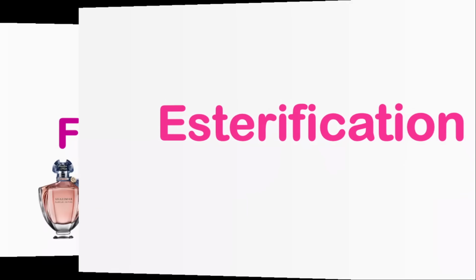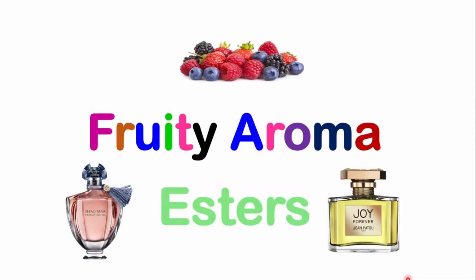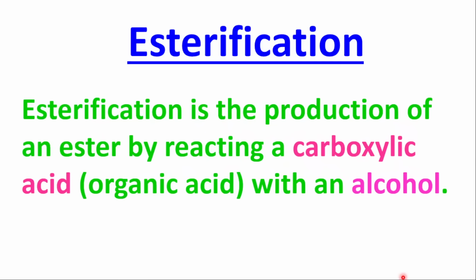All right, esterification, now we're going to finish up. Esters normally have a fruity aroma, nice sweet smelling compounds. They are organic compounds, so we call them aromatic organic compounds. So esterification is the production of ester by reacting a carboxylic acid with an alcohol. You need to know your carboxylic acid homologous series as well as your alcohol homologous series. I haven't been through those, but please make sure you go through alcohol and carboxylic acid if you want to understand your organic chemistry and the different reactions.